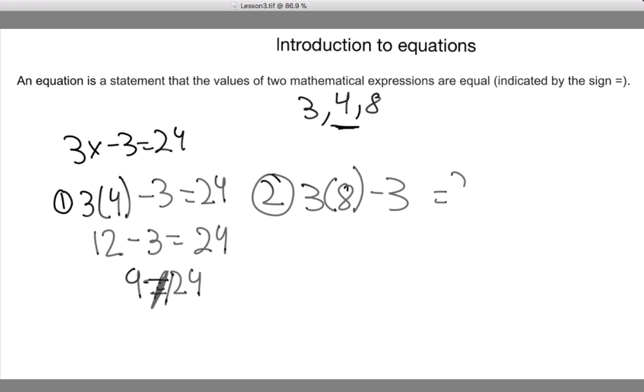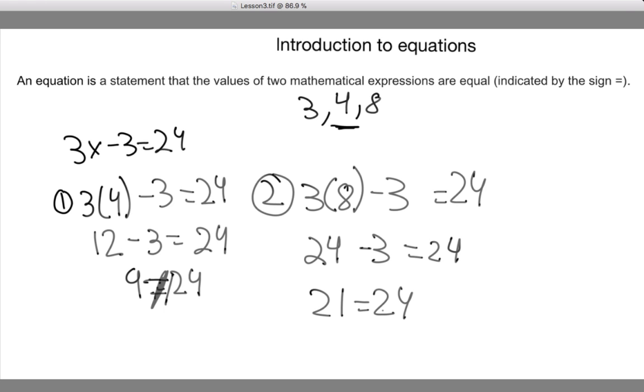equals 24. When we do 8 times 3, we get 24, minus 3 equals 24, right? And then when we solve it, we have 21 equals 24. So when we solve this, we see that 21 does not equal 24, and 8 is also too small, which means this is not the answer.